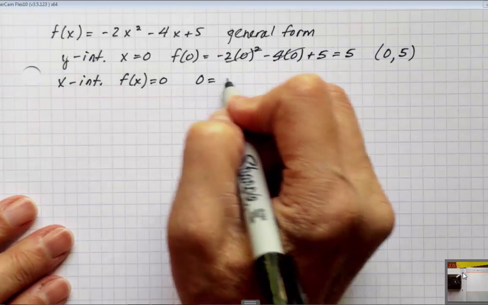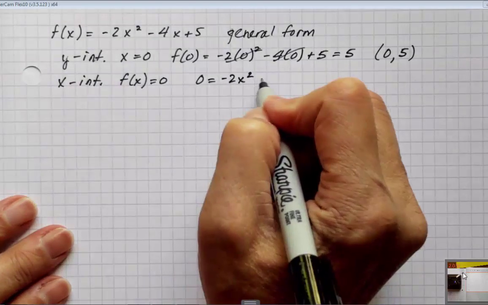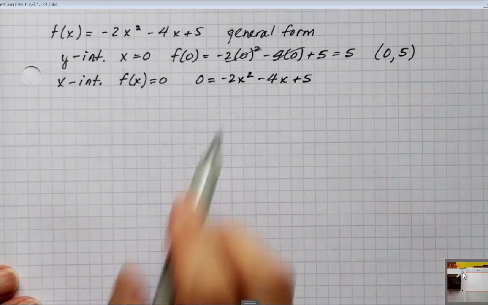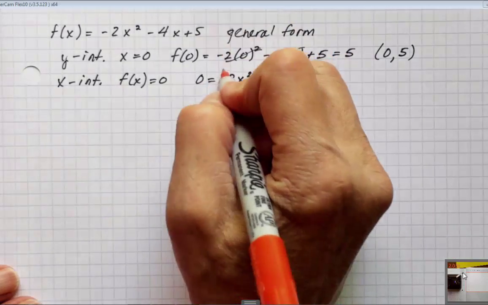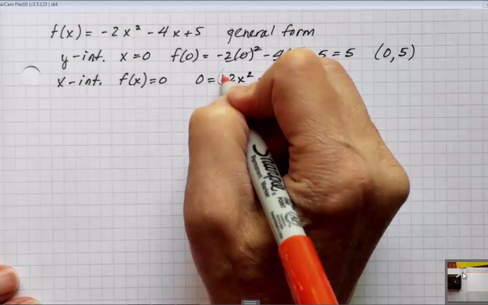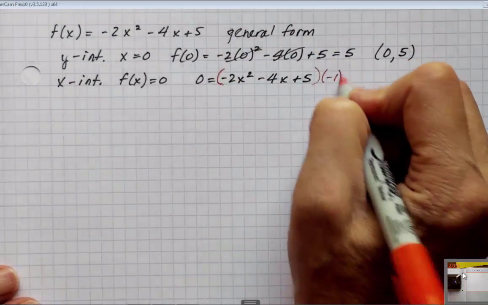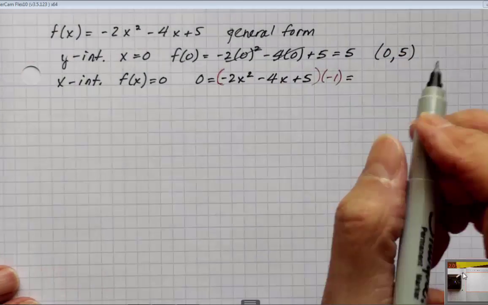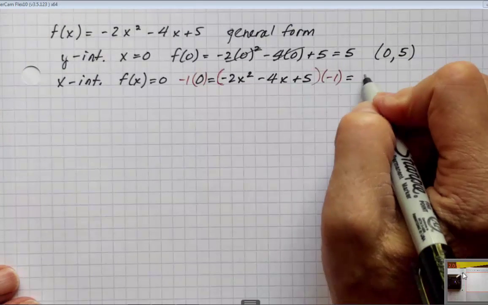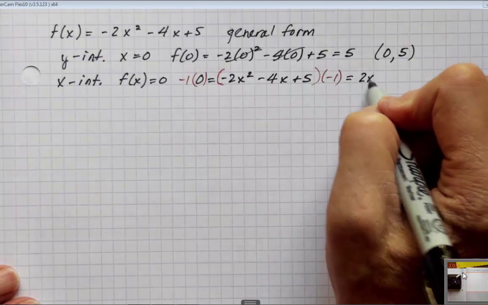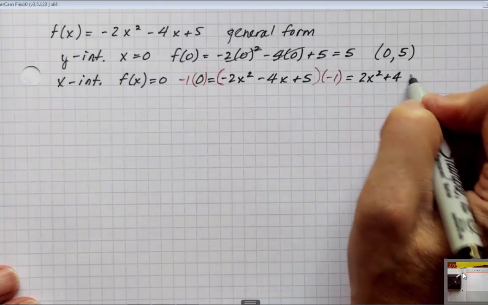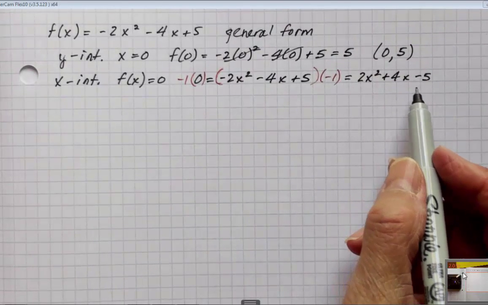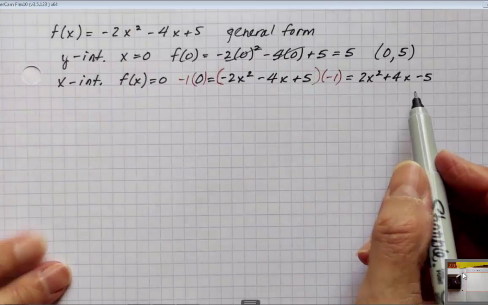So 0 equals negative 2x squared minus 4x plus 5. And the first thing I'm going to do is multiply everything by negative 1 so I can make that first term positive, and that makes it a little bit easier to see if we can factor or not. So multiplying both sides of the equation by negative 1 gives us 0 is equal to 2x squared plus 4x minus 5. This particular equation cannot be factored, so we have to go ahead and use the quadratic formula.